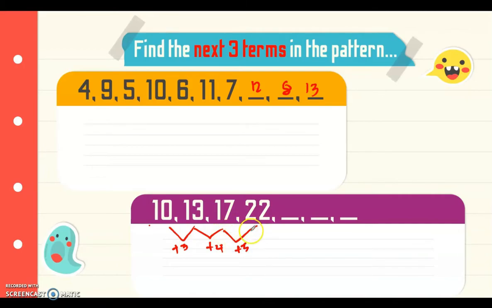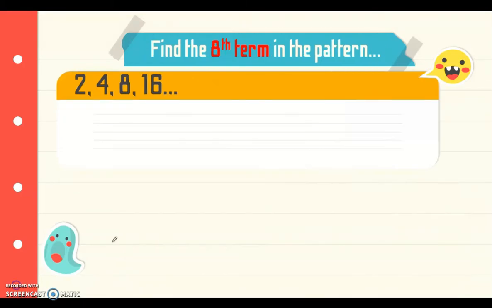Therefore, in this given pattern, it is changing in a predictable manner. We will be able to get the next term by adding 6, right? So 22 plus 6 is 28. Then the next term, we will add 7. That is 35. And next term, we add 8. That is 43.